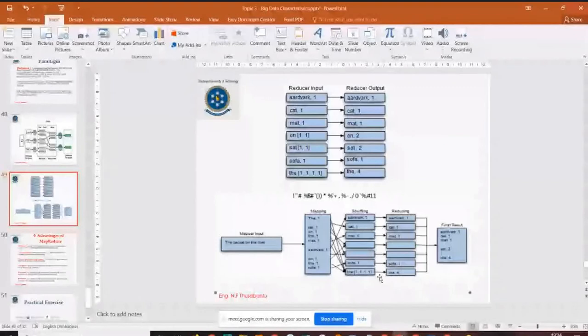So what is our final result? The 4 times. So this is a distributed file system. It's then put into a different framework for processing. These are the advantages of MapReduce.